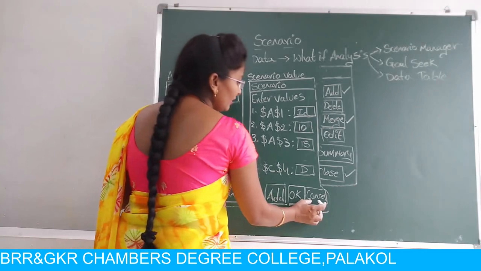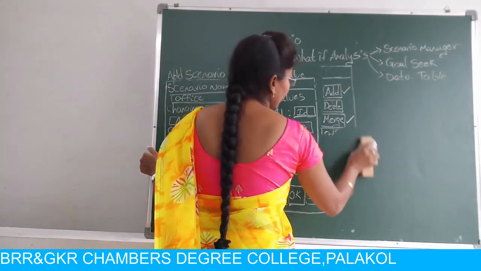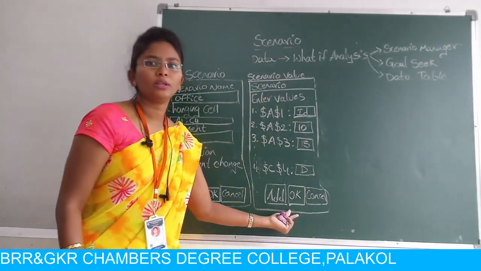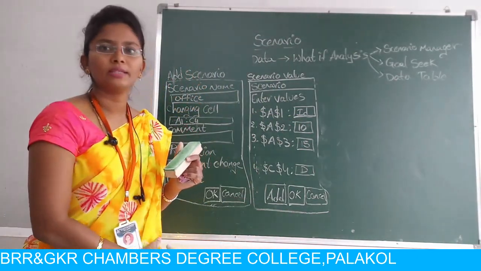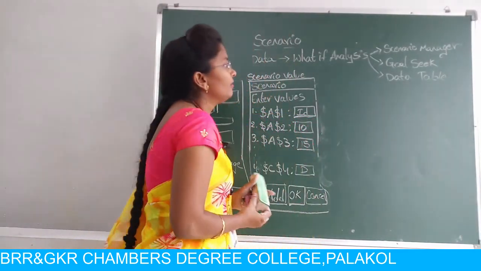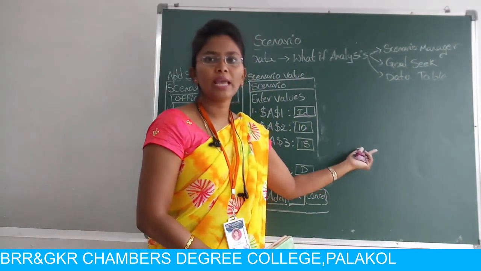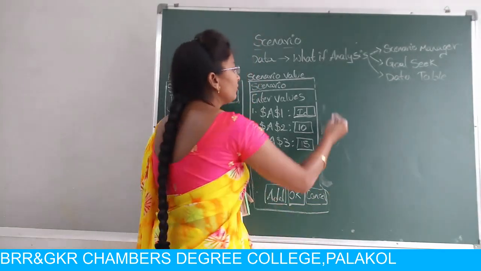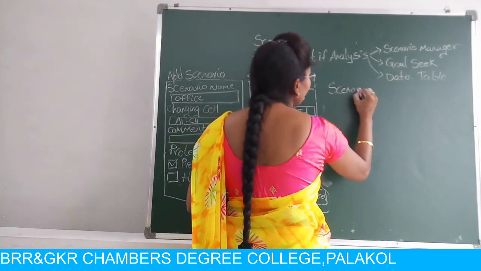And then the Cancel button is to cancel the Scenario Manager dialog box. If you click on the OK button, it will appear in the Excel sheet. The next option is Summary. Whenever you click on the Scenario Manager, at the right-hand side you see Add, Delete, Merge, and the next option is Summary. If you click on the Summary option, the Scenario Summary dialog box will appear.